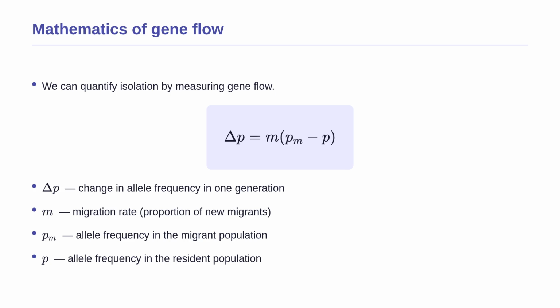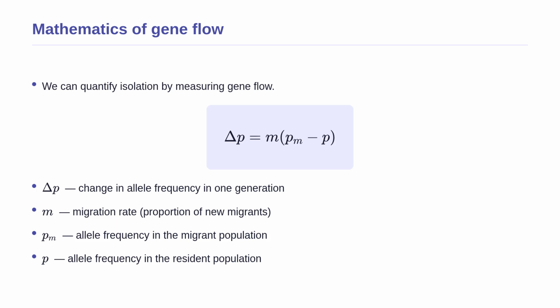Now that we have established the conceptual importance of these barriers, let us look at how they work mathematically. We can represent the breakdown of isolation using the equation for the change in allele frequency due to gene flow. The formula is delta P equals m times the quantity P sub m minus P.